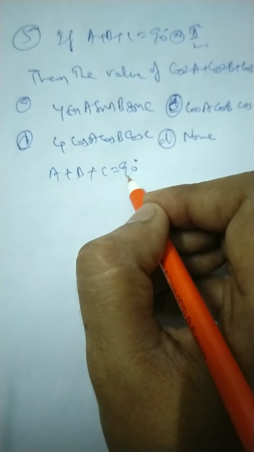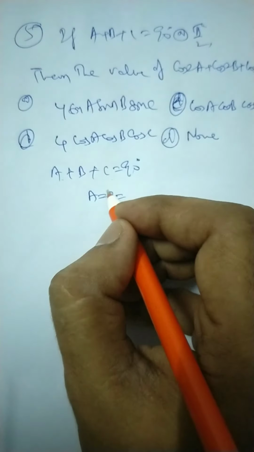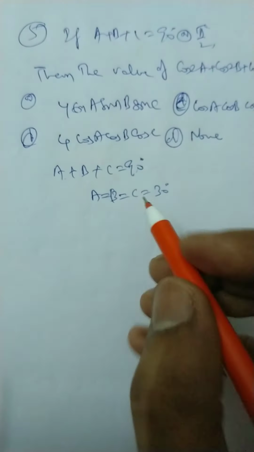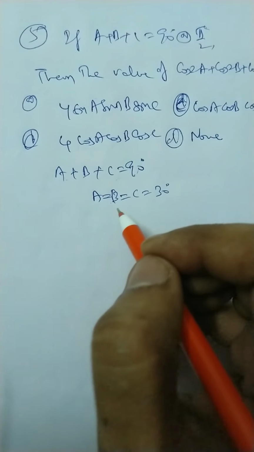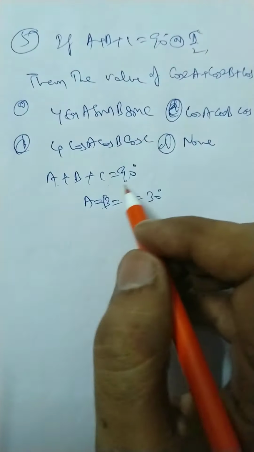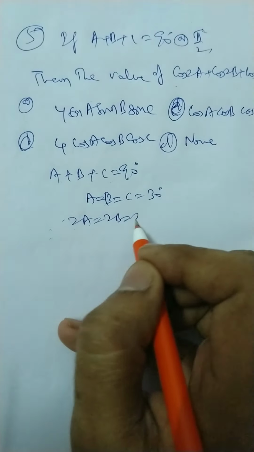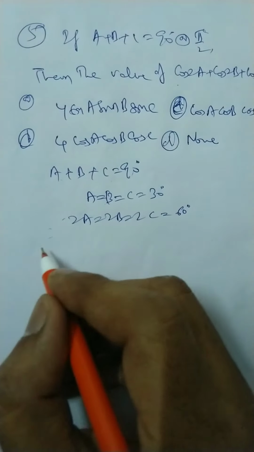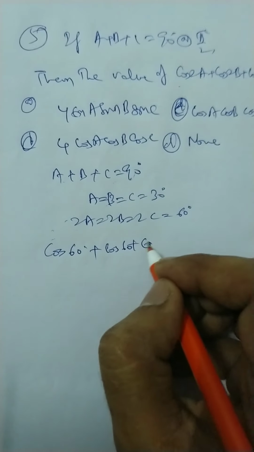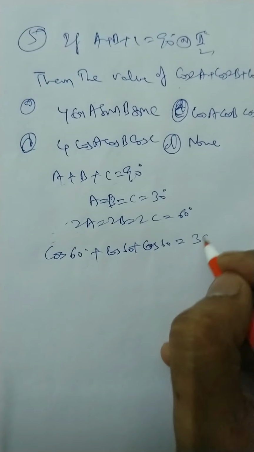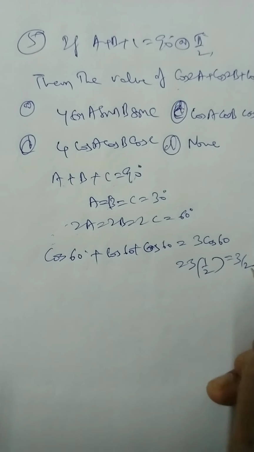So in this problem it has been given a plus b plus c equal to 90 degrees. So the sum of the angles is 90. So I am going to take a, b, c values as 30 degrees each: 30, 30, 30 makes 90. So substitute a equal to b equal to c equal to 30 degrees in the given expression. So 2a, 2b, 2c become 60 degrees. So we have cos 60 plus cos 60 plus cos 60, which is 3 times cos 60. Cos 60 value is 1 by 2. The answer is 3 by 2.